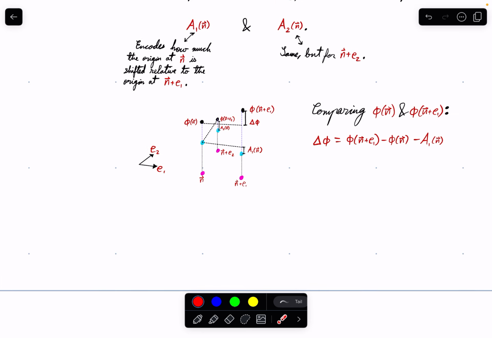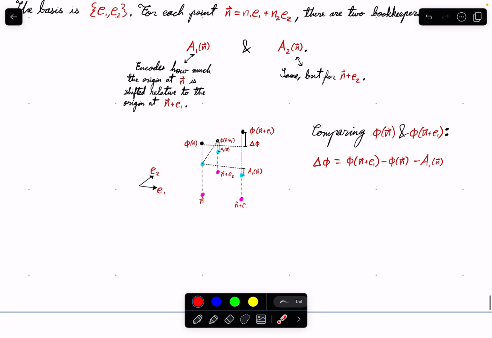And this works analogously for this direction as well. You want to find the change in the field here. Well, then it's just going to be phi n plus e2 minus phi n minus a2. So yeah, that's how you do it.